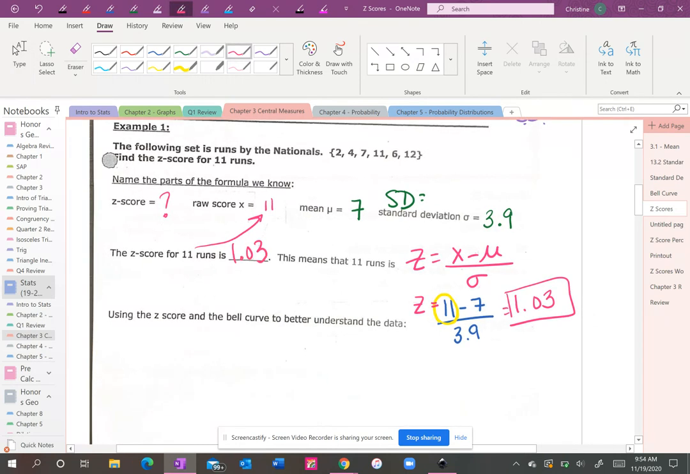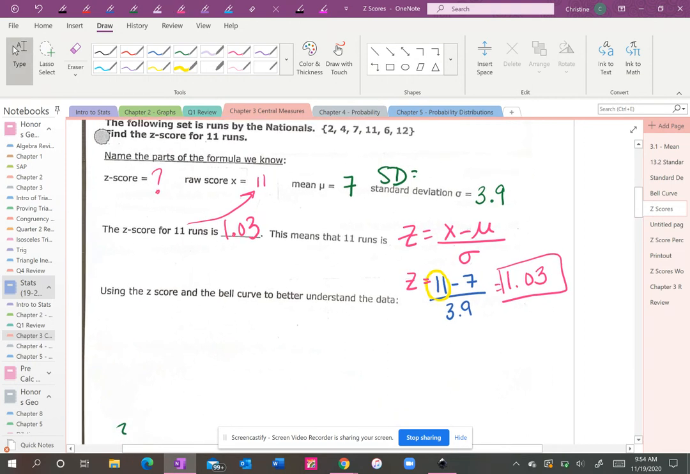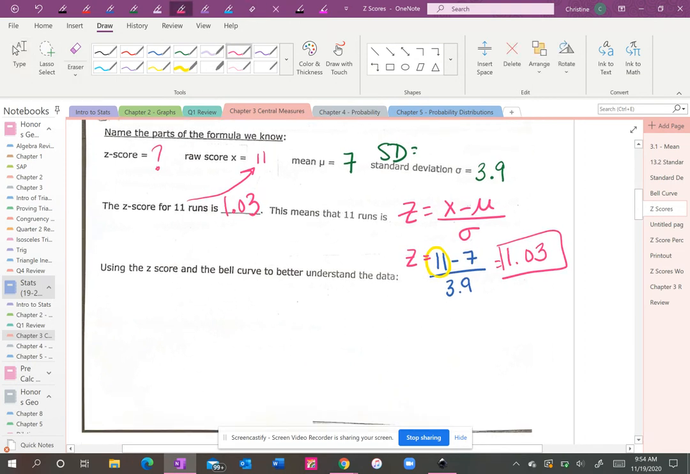So that's how many standard deviations it is away from the average. Now let's just talk about this using the z-score and a bell curve. All right, well, let's draw the bell curve. Let's draw the bell curve with an average of 7 and a standard deviation of 3.9.